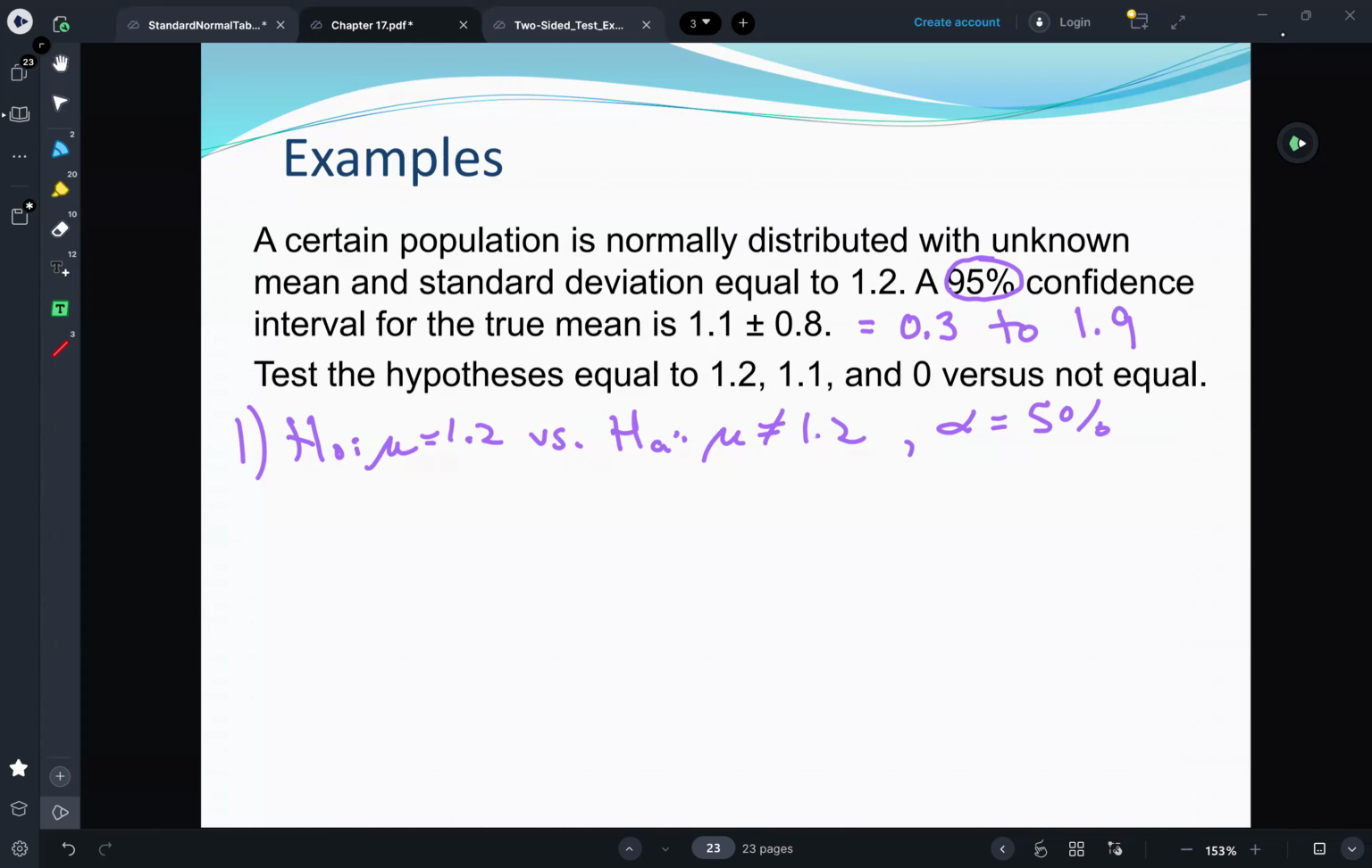So what would you say? Yes, we do not reject the null hypothesis. Another way of saying that is we cannot reject H naught, which is equal to 1.2, since 1.2 is within 0.3 and 1.9. Make sense?